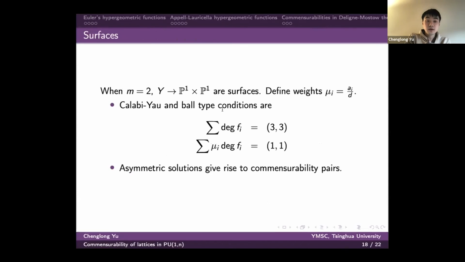So what are the conditions? Let's specialize to the m equal to 2 case. So Y is a cyclic cover, a d-fold cover of P1 cross P1. And we define the weights mu_i to be a_i over d. You can always rearrange those parameters or change coordinates such that mu_i is also from 0 to 1. The Calabi-Yau and ball type conditions are as follows. The Calabi-Yau condition is that the summation of the bidegree of F_i is (3,3). So it's a linear system on P1 cross P1, so we have a bidegree. And the weighted sum of those degrees is (1,1). These are our Calabi-Yau and ball type conditions.